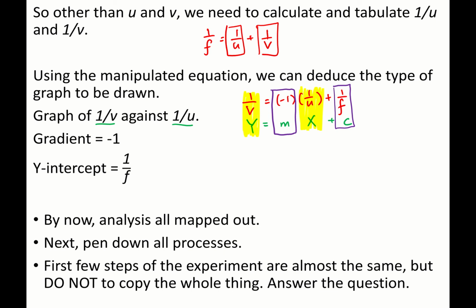Right, so by now the analysis is all mapped out. Next, we want to pan out all the processes. And I'd like to emphasize again, although we need to pan out the processes and some of the steps can be repeated from what has been given, please do not copy the entire experiment word for word. You have to reread the question and see what they asked for in the first place. So in the next part of this video, I'm going to show you how it's done.